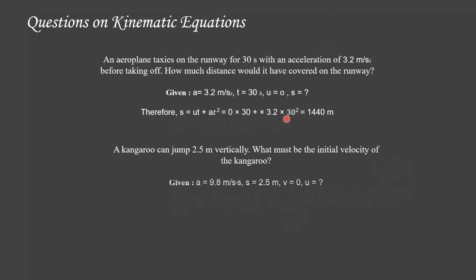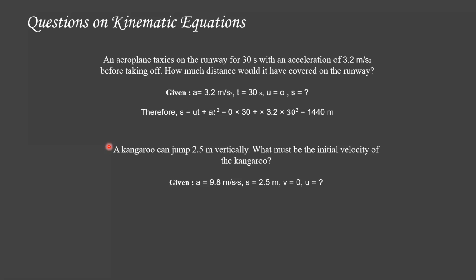That's nice. After that, the second question. Isha, can you just quickly come off mute and read the second question for us? A kangaroo can jump 2.5 meters vertically. What must be the initial velocity of the kangaroo? Yeah. So, given.